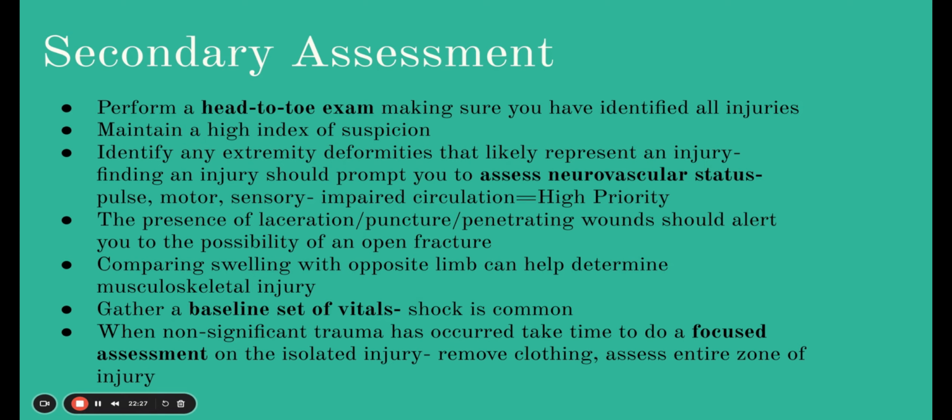In these types of patients, especially, like I said, the high energy mechanisms where it could be a multi-system trauma, you want to maintain a high index of suspicion that there could be related injuries. Identifying any extremity deformities that likely represent an injury. Anytime you find an injury, it should prompt you to assess neurovascular status. Any type of deformity, any tenderness, bruising, whatever, you want to check pulse, motor, sensory.